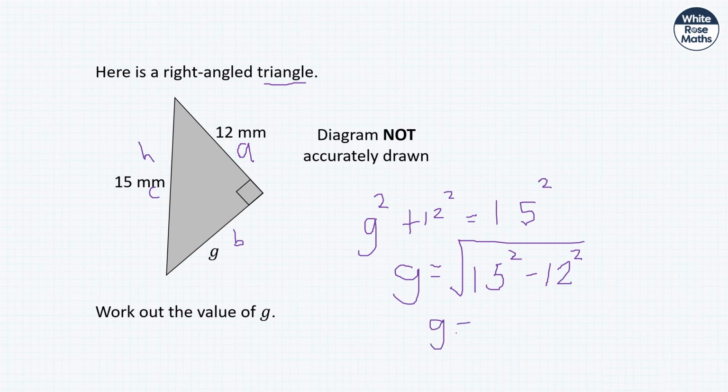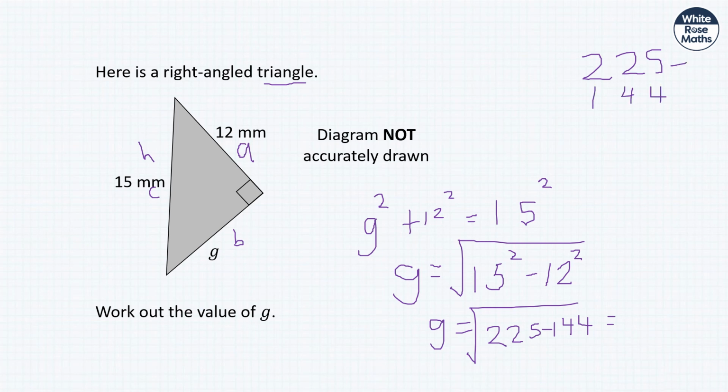So G is equal to the square root of 225 subtract 144. If I'm not mistaken, 225 minus 144: 12 take 8 is going to be 8, 1 take 1 is going to be 0, so G is going to equal the square root of 81, which is equal to 9. So G is equal to 9 millimeters.